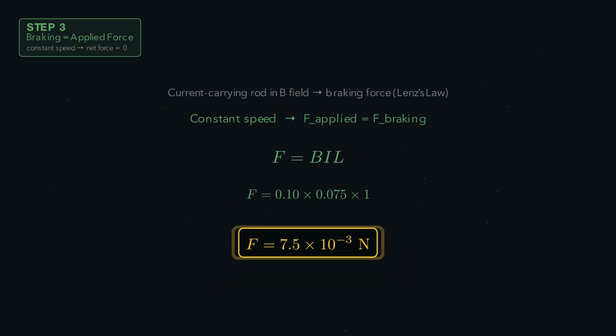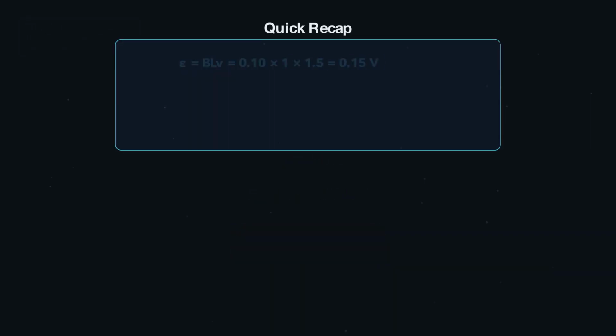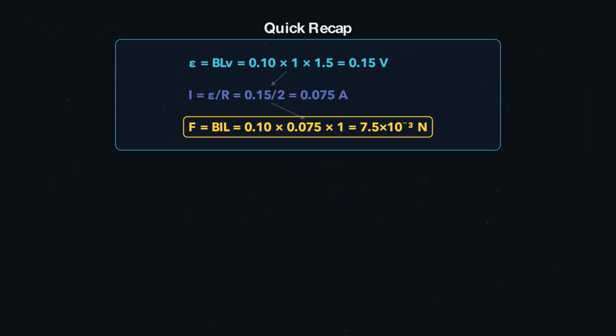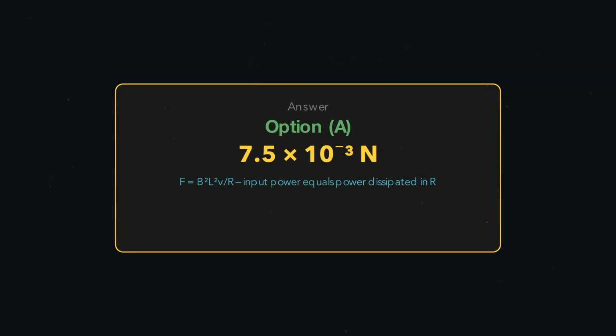Now here's the key insight. The current-carrying rod inside the magnetic field experiences a braking force opposing its motion. That's Lenz's law. For constant speed, the applied force must exactly cancel this braking force. F equals B times I times L. Substituting gives 7.5 times 10 to the minus 3 newtons. That's option 1. The power you put in equals exactly the power dissipated in the resistor.